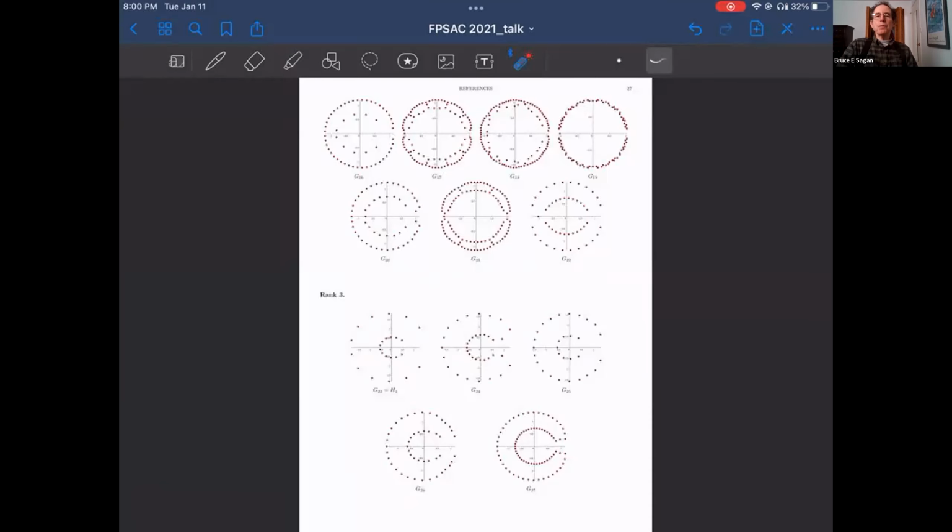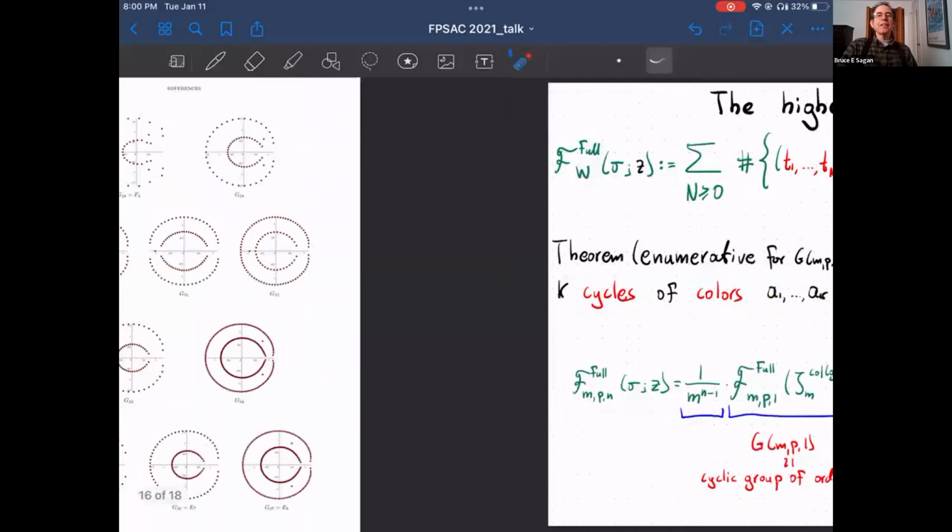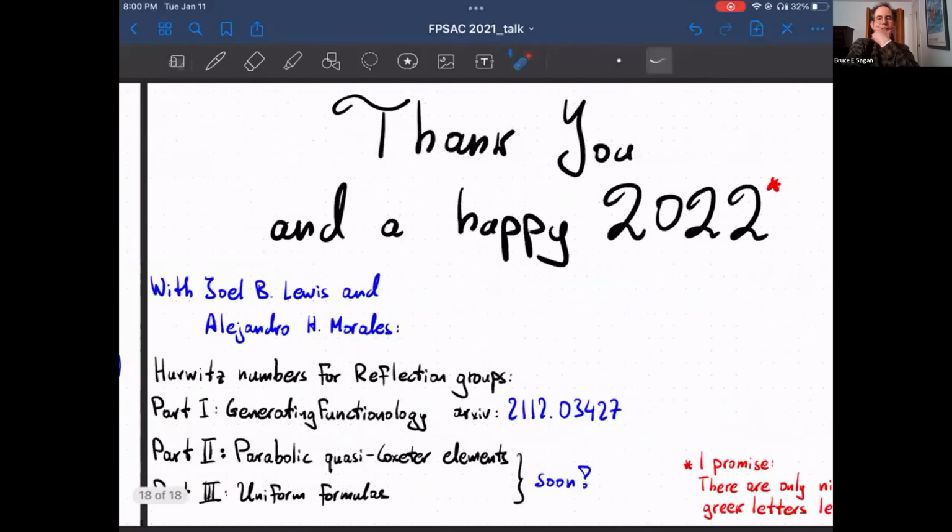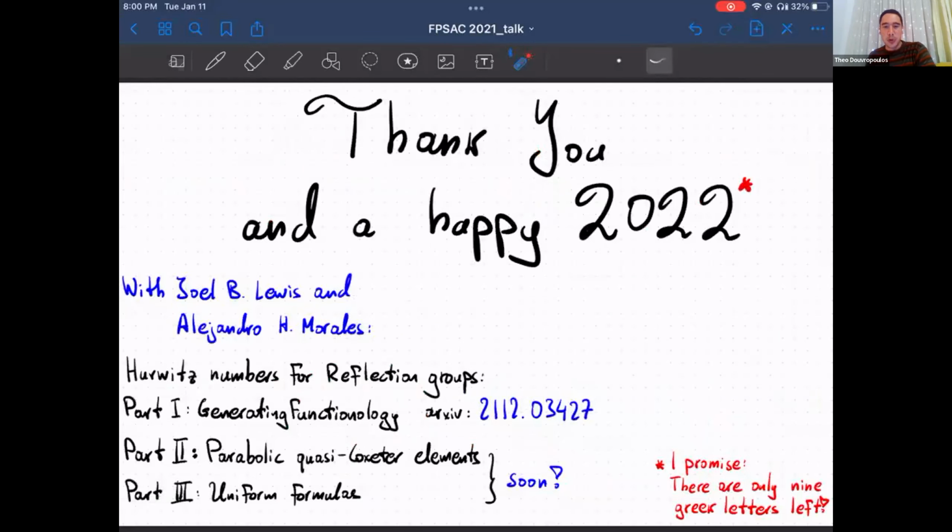Your time is up, so you should bring it to a close soon. This is it. This is the final thing that I wanted to say. I had another thing about the homogeneous case, but I just wanted to point out the nice product structure of these generating functions. Anyway, we have broken it into 3 parts. The first one is on the arXiv, and the other ones are coming soon. Thank you very much. Have a happy 20.